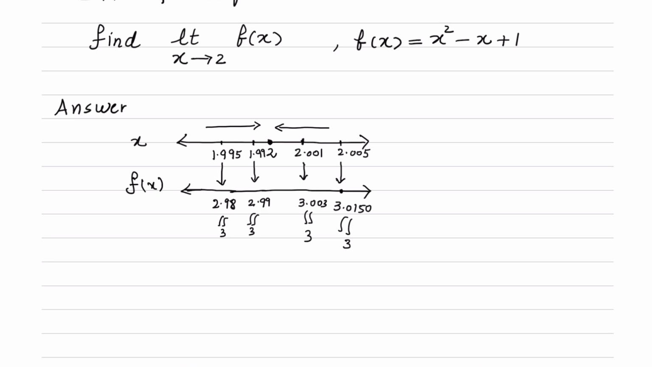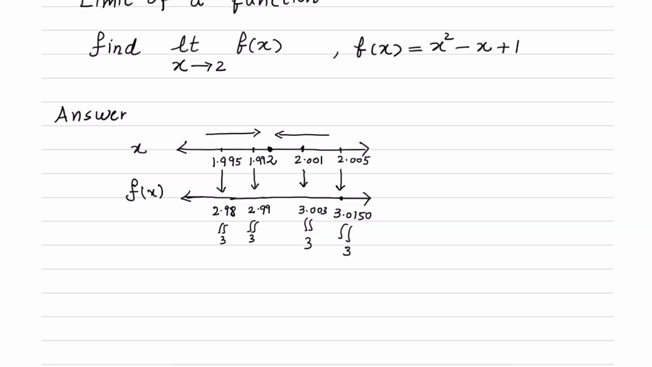So this time we can see that when we pick values on the right hand side of 2 but stay very close to 2, like 2.005 and 2.001, and when we pick the values closer to 2 from the left hand side of 2, the function values are approaching towards 3. So in this case we will say that the limit of the function, and the function here is x square minus x plus 1.